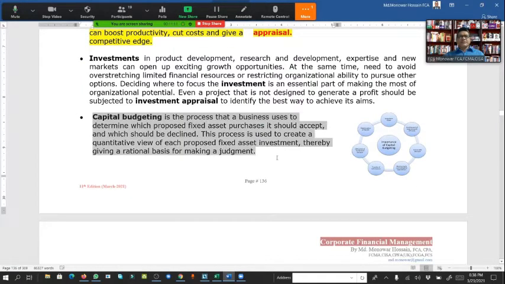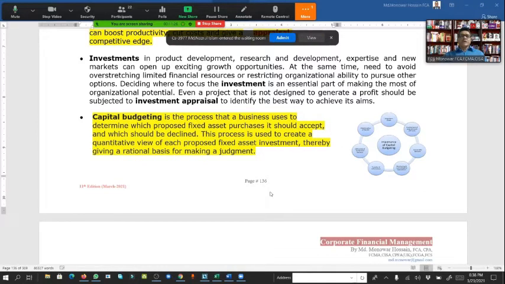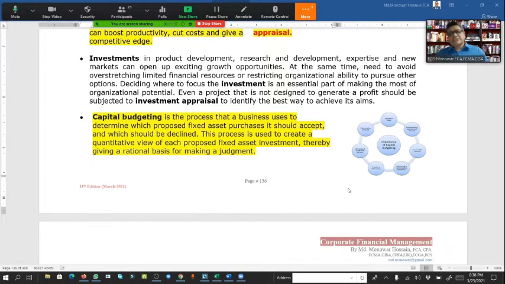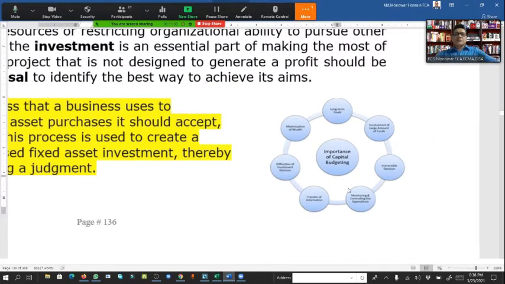What is capital budgeting? Capital budgeting is a process that a business uses to determine which proposed fixed asset purchases should be accepted. This process is used to create a quantitative view of each proposed fixed asset investment, and they are given a rational basis for making judgment. So we know the importance of capital budgeting.